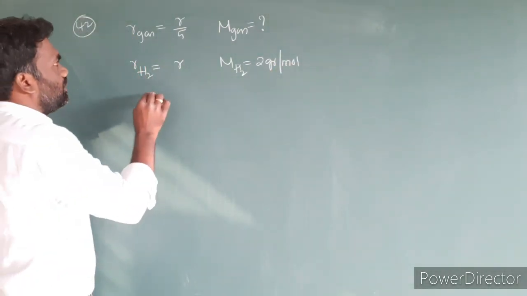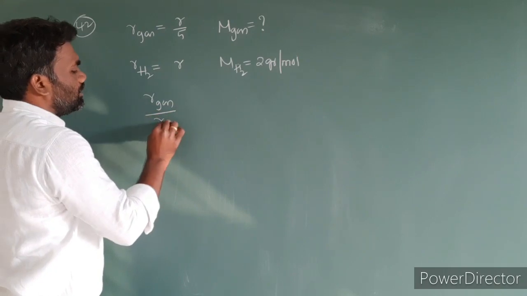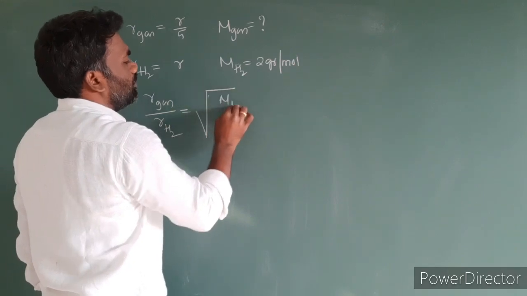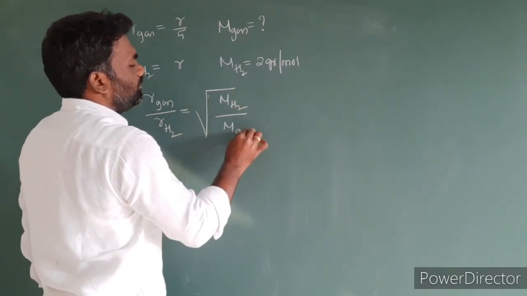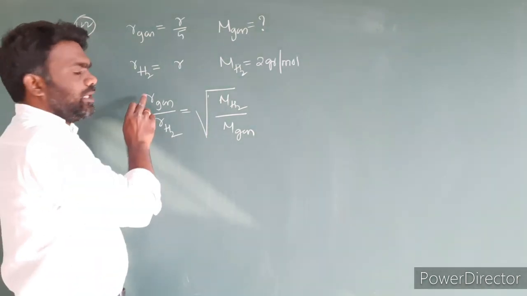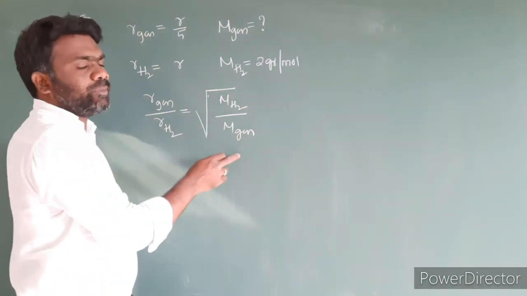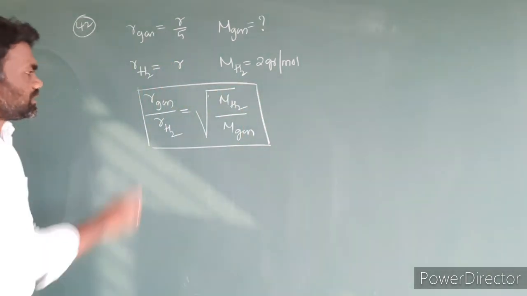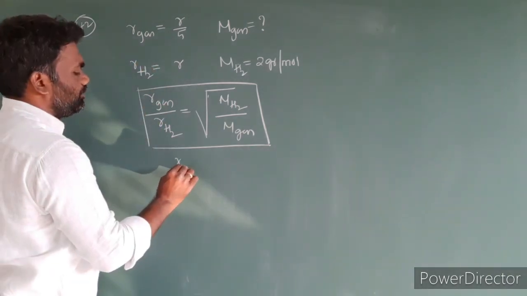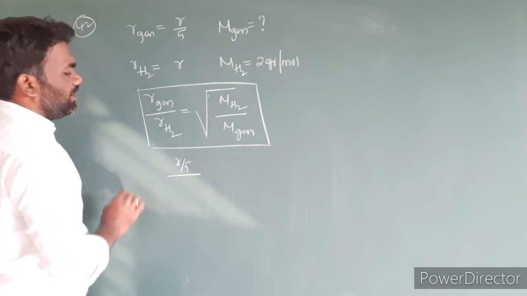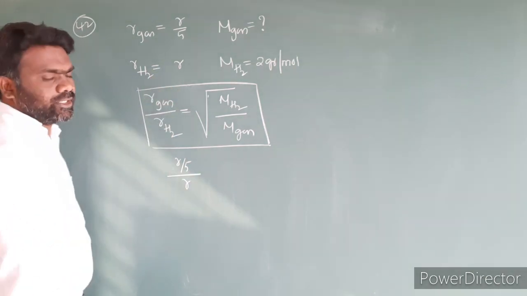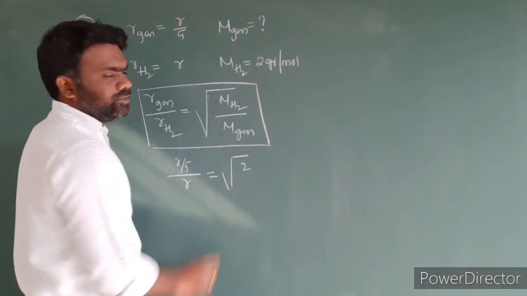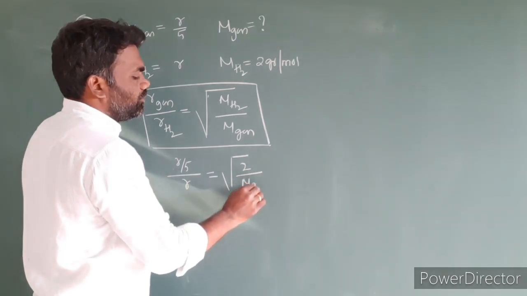The rate of diffusion formula: rate of diffusion of the gas by rate of diffusion of hydrogen gas is equal to the square root of molar mass of hydrogen gas by molar mass of the unknown gas. We already know R1 by R2 is equal to square root of M2 by M1. This is the formula we have to use. R of the gas is R by 5, and the rate of diffusion of hydrogen is R. So R by 5 by R is equal to square root of 2, the molar mass of hydrogen, divided by the molar mass of the unknown gas.